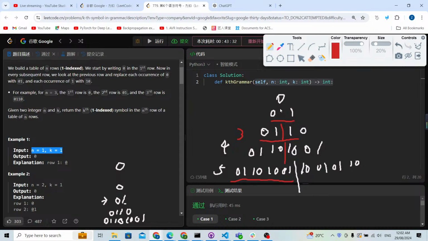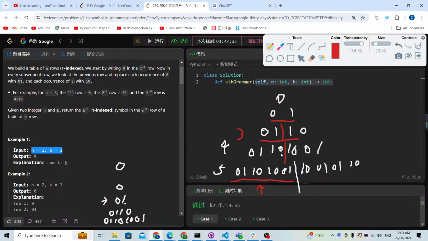So this means if we need to find the value at n and k, and k is at the left side, we can always find it. For example, n equals 5 and k equals 4. The fifth row and the fourth number is going to be 0. How can we find it? We can directly go to the fourth row, so it's going to be here. It is a 0, exactly the same.